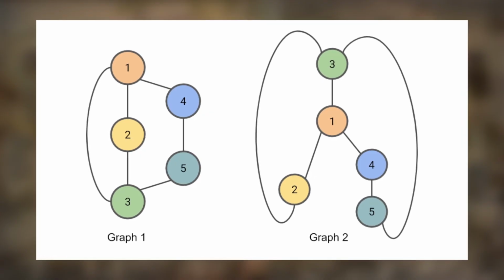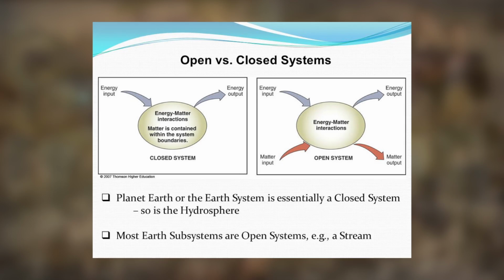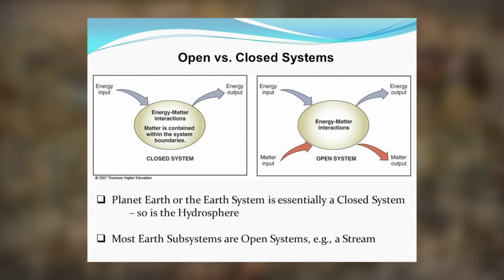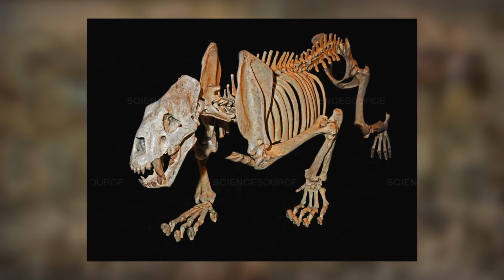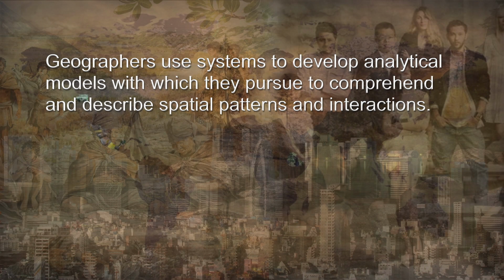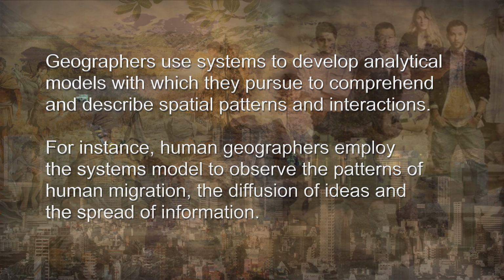This approach applied isomorphism, the concept of open and closed systems, to geography. Chorley exclusively explained the application of the concept of allometry to show that the development rate of a component of an organism is proportional to the growth of the whole. Geographers use systems to develop analytical models with which they pursue to comprehend and describe spatial patterns and interaction. For instance, human geographers employ the systems model to observe the patterns of human migration, the diffusion of ideas, the spread of information.